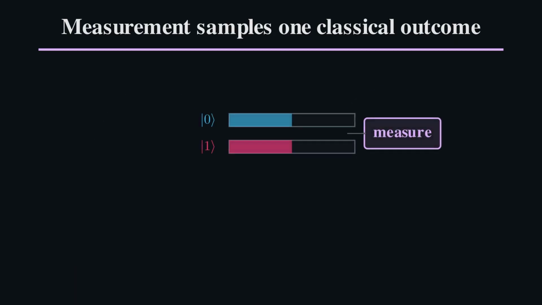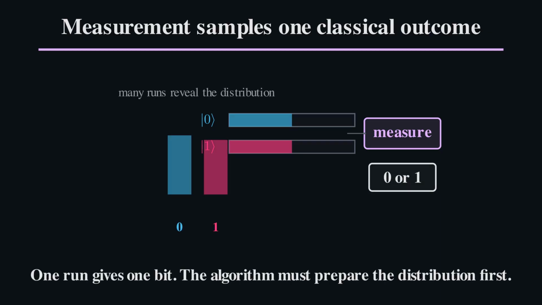Measurement is where the quantum state becomes a classical answer. If the state has equal weight on 0 and 1, repeated runs produce a roughly 50-50 histogram. One run gives one bit, not the whole hidden state. This is why quantum computing is not free exponential parallelism. The algorithm must shape the state before measurement, because after measurement most of the information is gone.